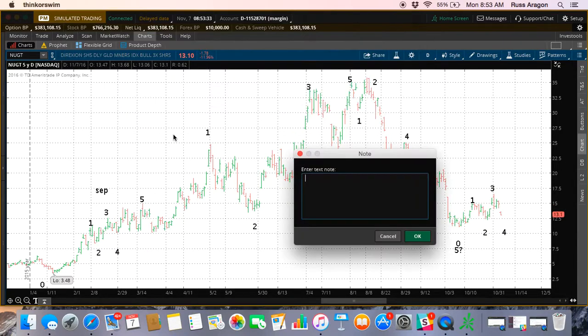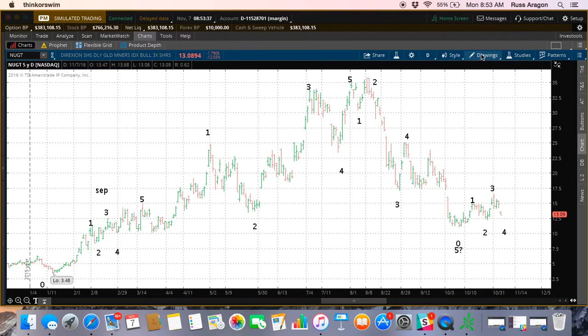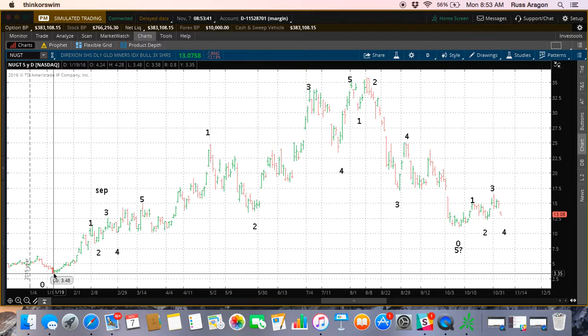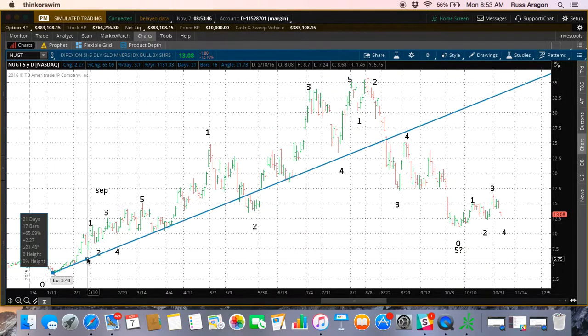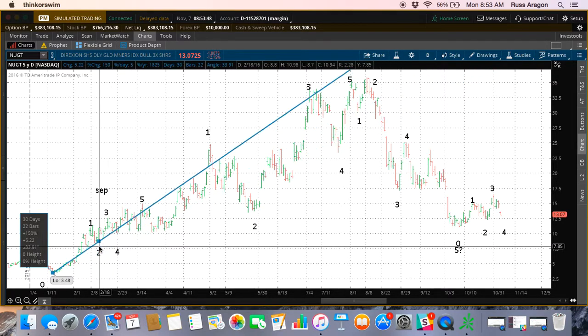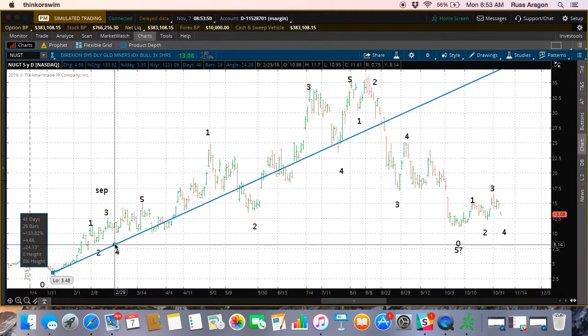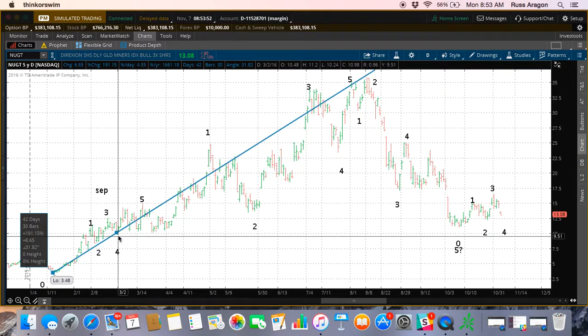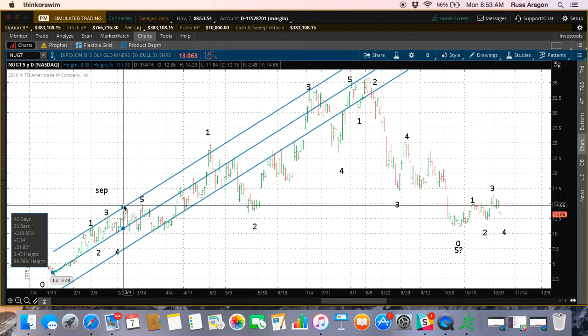Okay, now what's great about this, Doc gave us tools to help us do projections. So we take our low, which is 0, and we catch 4 right there. And then we take the width of the formation.